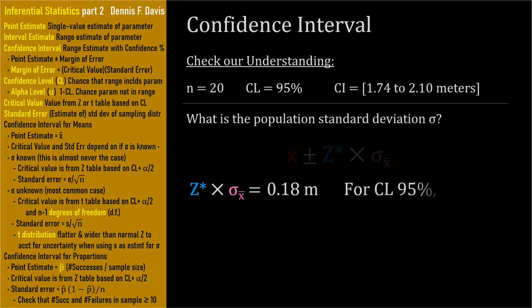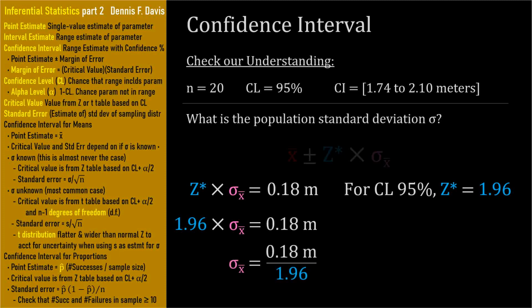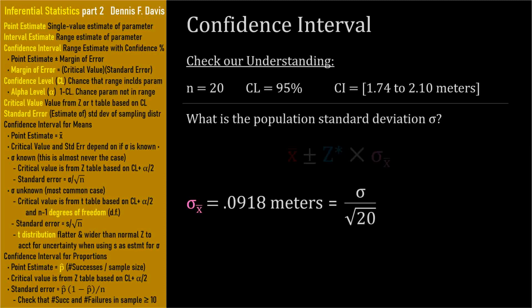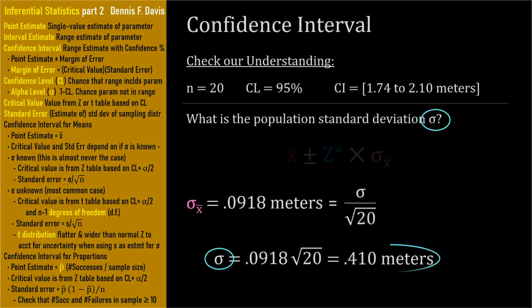As we've seen several times, the confidence level 95% is associated with a critical value of 1.96. So 1.96 times sigma sub x bar equals the margin of error, 0.18 meters. Dividing both sides by 1.96, we have sigma sub x bar equals 0.0918 meters. Since sigma sub x bar equals sigma divided by the square root of 20, sigma must be equal to sigma sub x bar times square root of 20. So sigma equals 0.410 meters, which is what we were asked to find.